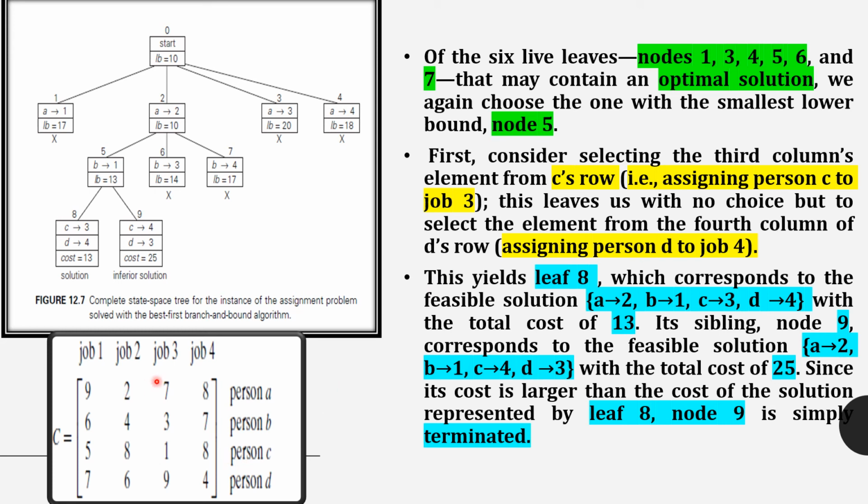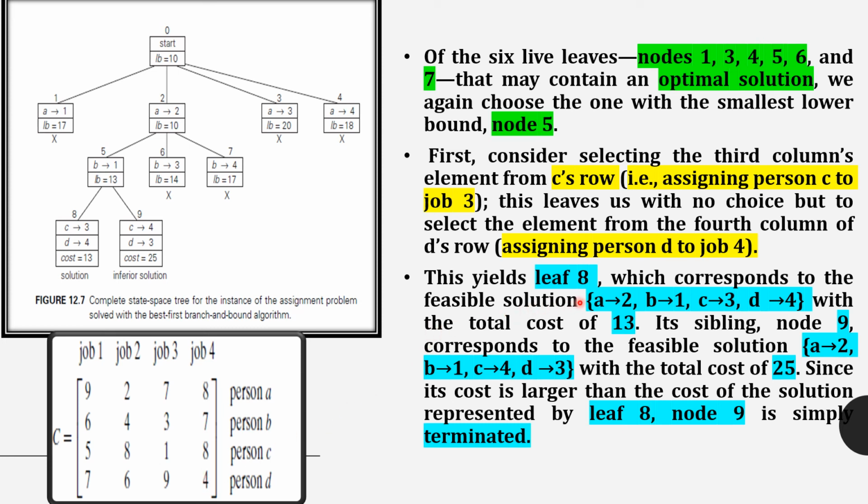See, the second column is selected and the first column is also selected. And if I select the third column, the third value here in the third row for C, the remaining one is 4. Other than that, we don't have any choice for D. So that's why 4 for D.